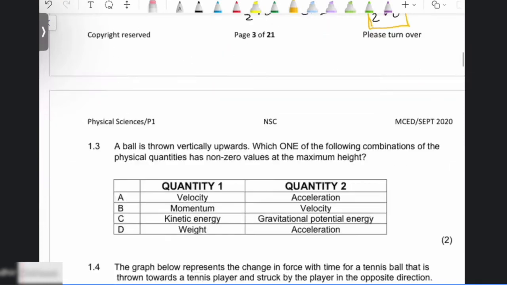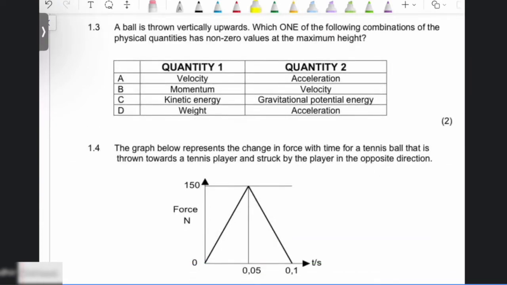Okay. Guys, again, any point in this here that you are not making sense of, stop me, tell me, we'll go through it, yeah? 1.3, it says a ball is thrown vertically upwards. Which one of the following combinations of the physical quantities has non-zero values at the maximum height?